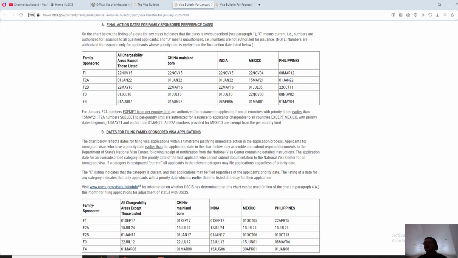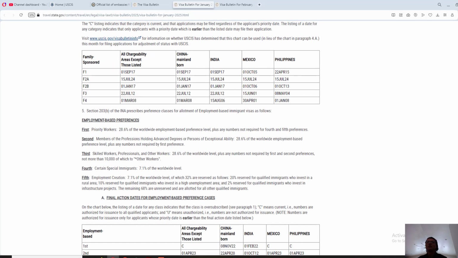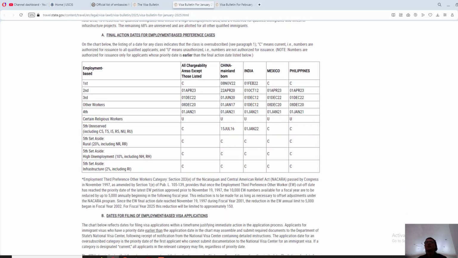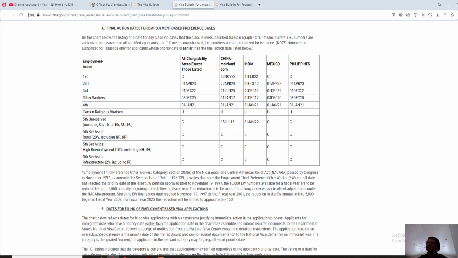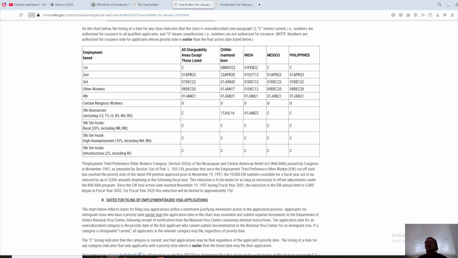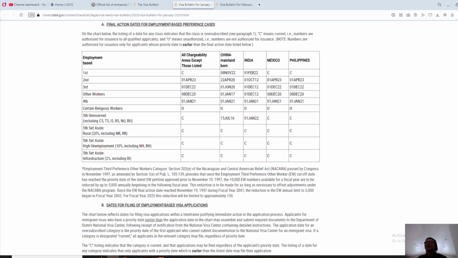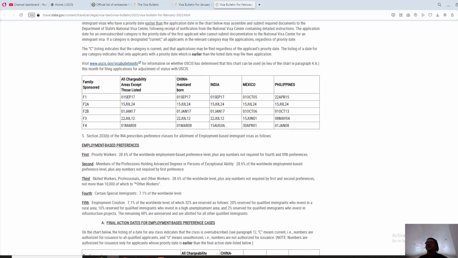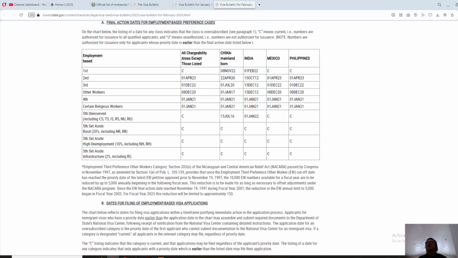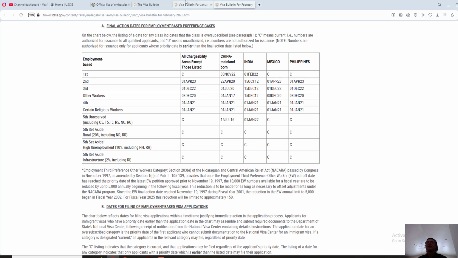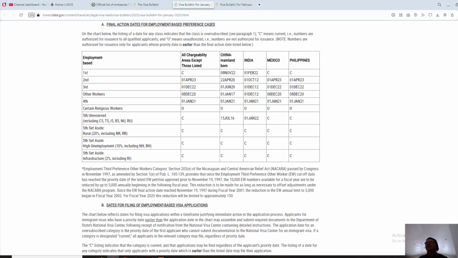So yeah, I'm not sure what happened, but looks like between January and February there is absolutely no movement whatsoever. I don't normally look at the employment-based categories, but let's see what's going on for employment-based categories. It's a disaster. It's really bad. Family preference categories not moving at all. People just waiting.